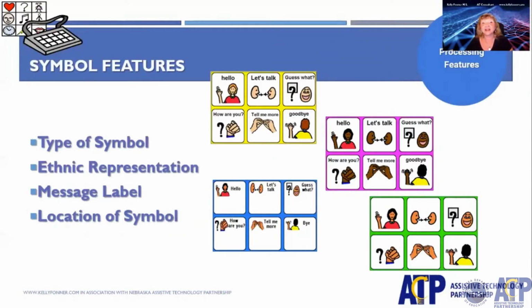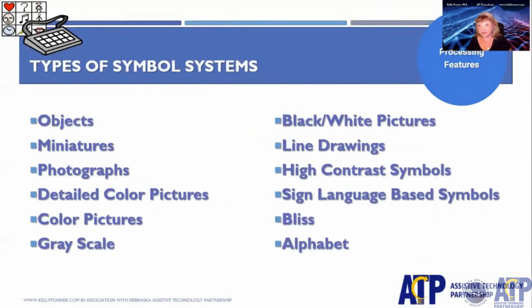Now let's take a look at processing features. One of the most concrete processing features is the type of symbol. Is it a line drawing? Is it a photograph? Is it text? Are those things colored in? And how are they colored? So that's one of the things that we'll take a look at. We look at ethnic representation. We look at the message label, whether it's present or not on a symbol, and how large a symbol is in its space. You'll see a variety of symbol types.